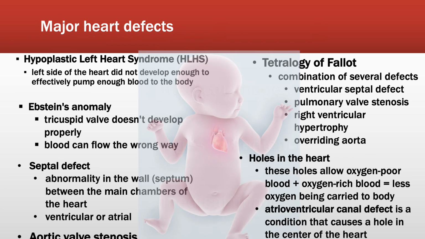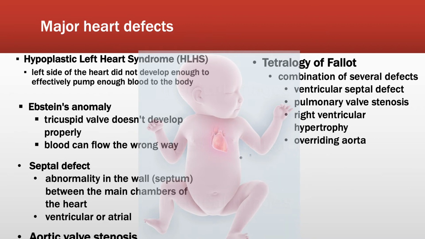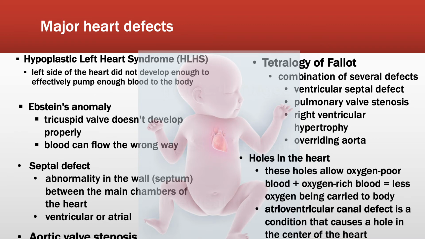There can also be holes in the heart. These holes allow oxygen-poor blood to mix with oxygen-rich blood, and the result is less oxygen being carried throughout the body. One of the main holes seen is an atrioventricular canal deficit, which is a condition that causes a hole directly in the center of the heart.